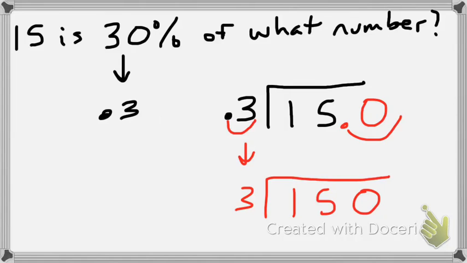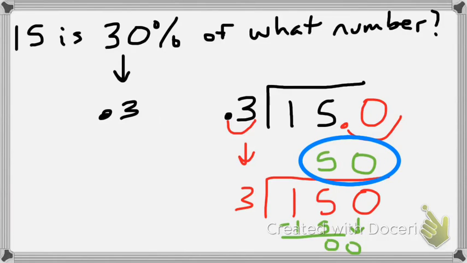And 3 goes into 15 5 times. And you have a 0 that you bring down, and 3 goes into 0 0 times. And we get 50. So 15 is 30% of 50. So using the division problem is the other way, which I feel is the easiest way to figure out these problems.